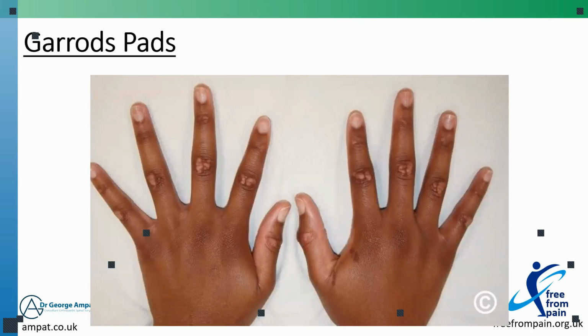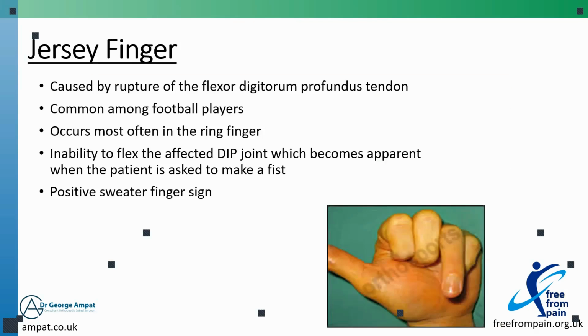This is known as Garrod's pads. Sometimes it is seen in association with Dupuytren's, but otherwise you see it only occasionally, and it has no pathological significance. It just appears and it is there. It may not be very good cosmetically, but otherwise it causes no functional limitation at all.